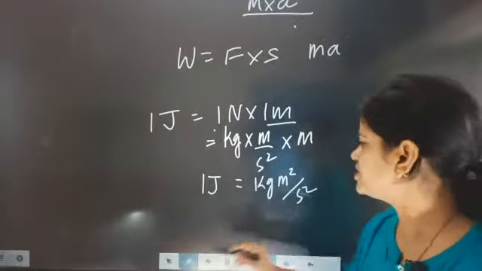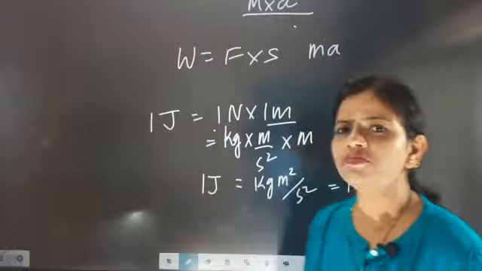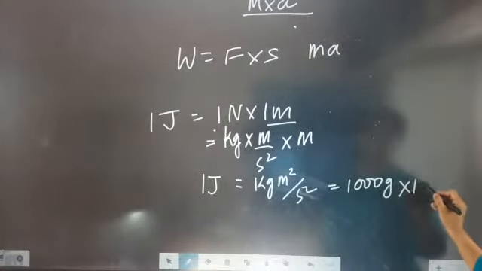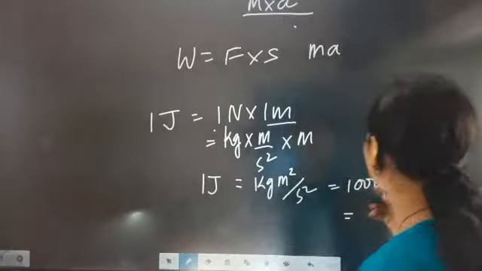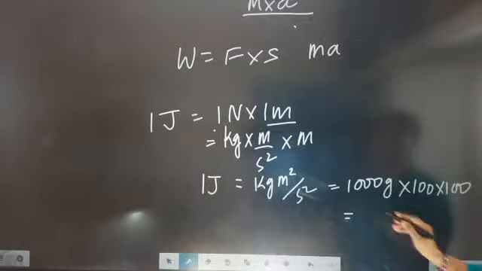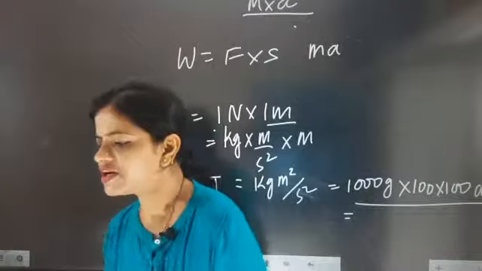Now convert kg into gram, 1000 gram. Meter into centimeter. Now it got converted into CGS: gram, centimeter and second.